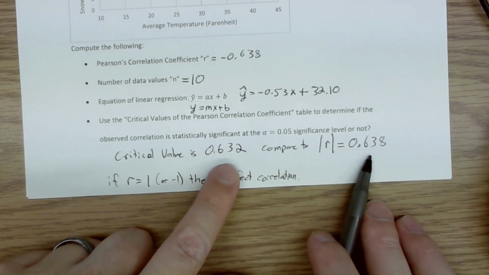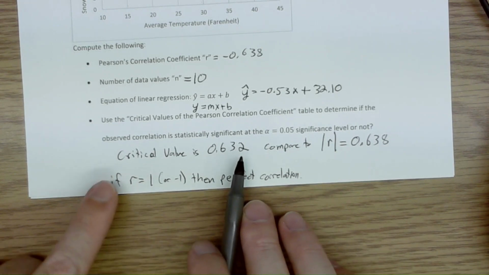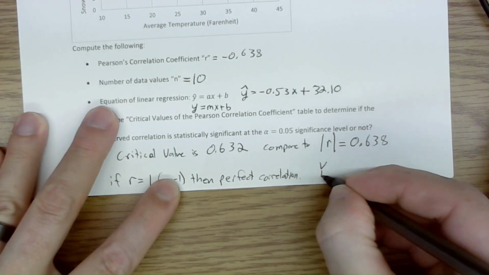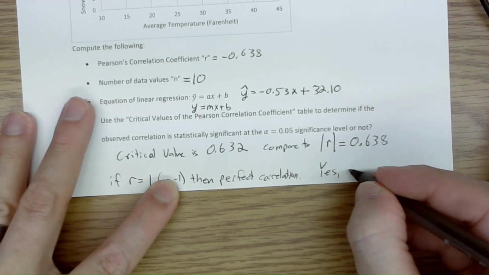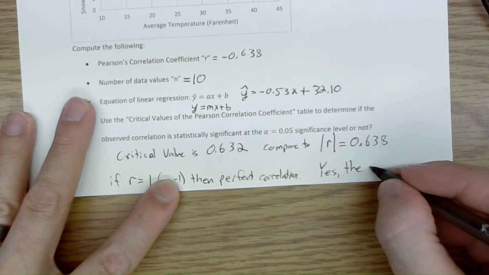When we look at these 2 numbers, they are fairly similar, but we notice that our R value does beat the critical value from the table, so we can say that yes, the correlation is statistically significant.